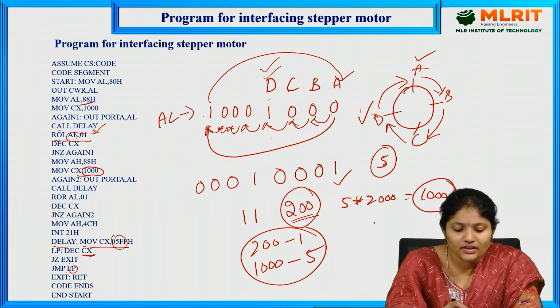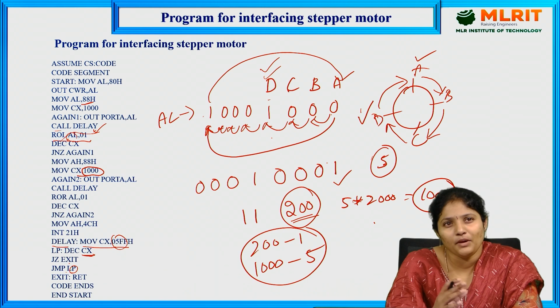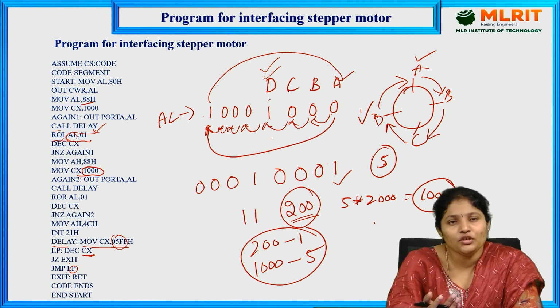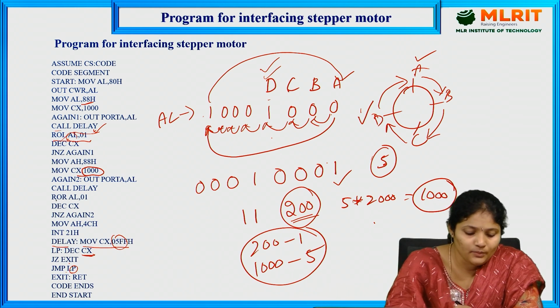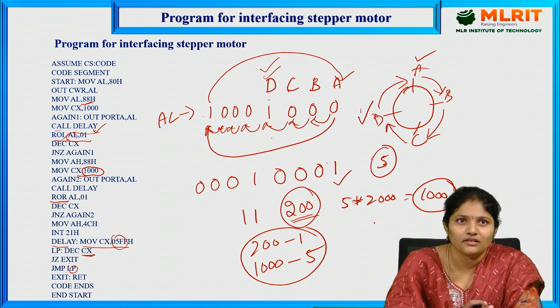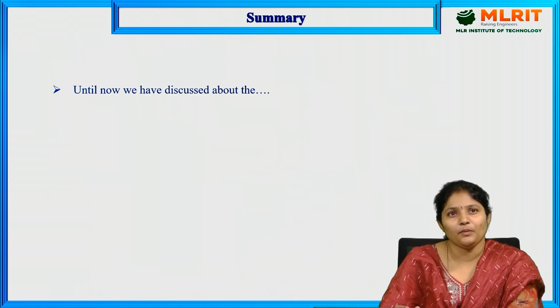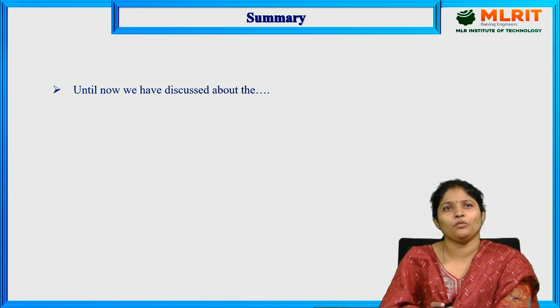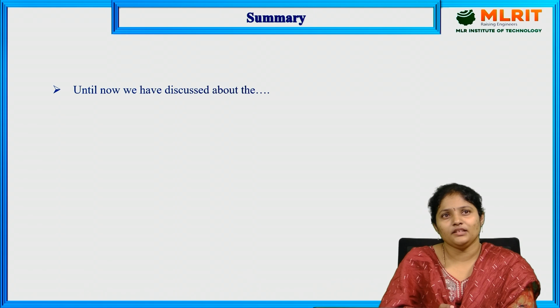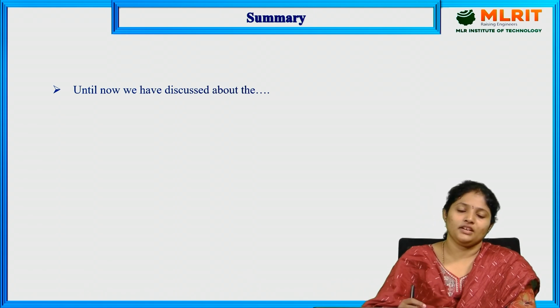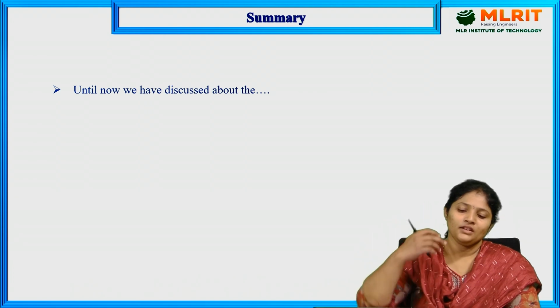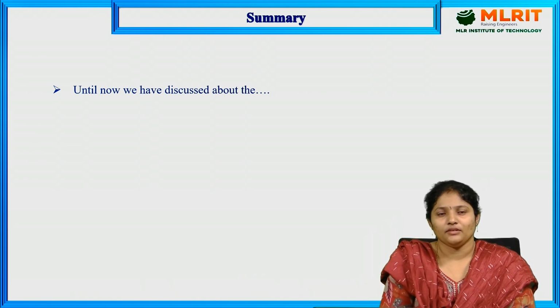So by using this rotate left option, we are moving the stepper motor 5 times clockwise. To get the anti-clockwise direction, we use ROR, rotate right, so the stepper motor will rotate the other way. Until now, I have discussed what a stepper motor is, how and why we use it, where we can use a stepper motor apart from DC and AC motors, and what the rotor and stator positions of a stepper motor are. So this is all about the stepper motor.